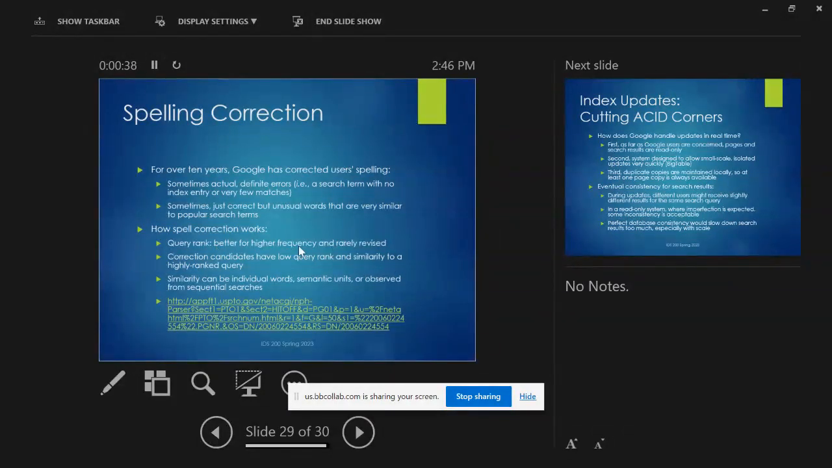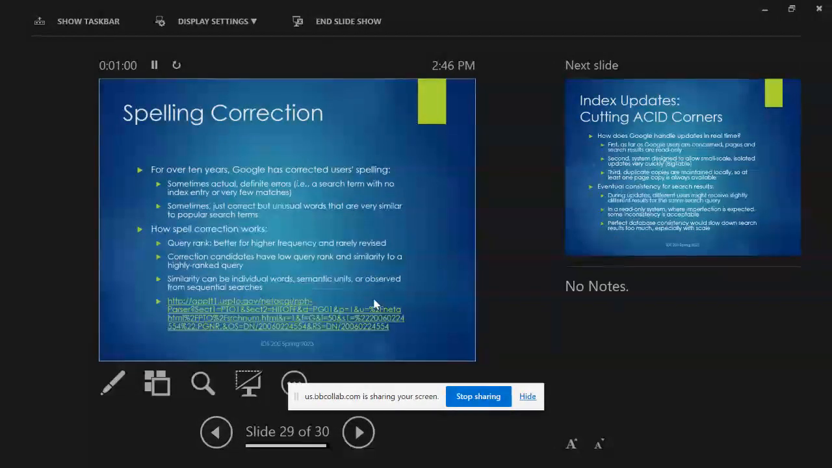So candidates that are going to be corrected tend to, number one, have a low query rank, and or number two, be very similar to a highly ranked query. So Charlize isn't quite the box office draw she was 20 years ago, but she's still making movies and whatever. She's out there. So I imagine she has a fairly high query rank, much higher than, say, Charlie, the equivalent Charlie.